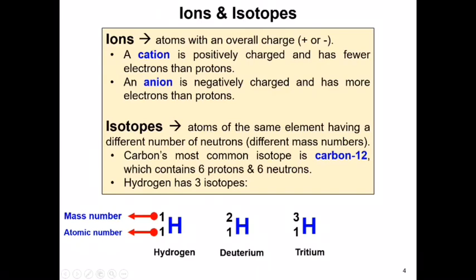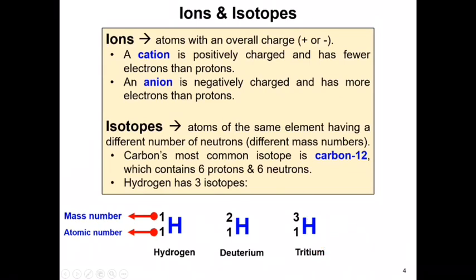In order to calculate the number of neutrons, all you have to do is subtract the two numbers. So for example, the first isotope here is hydrogen. When you subtract the two numbers, 1 minus 1, you get 0. So this isotope of hydrogen, which is also the most abundant, has 0 neutron. The second one here is deuterium. When you subtract the two numbers, you get 1 neutron. And finally, tritium has 2 neutrons.